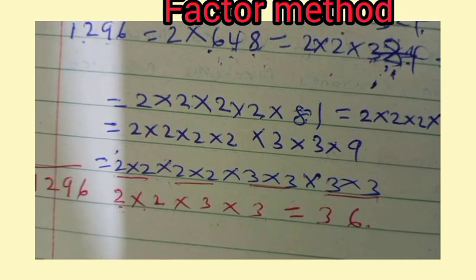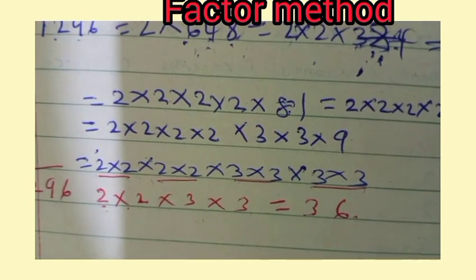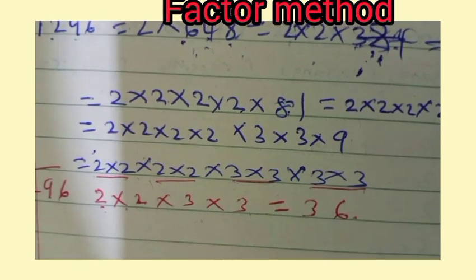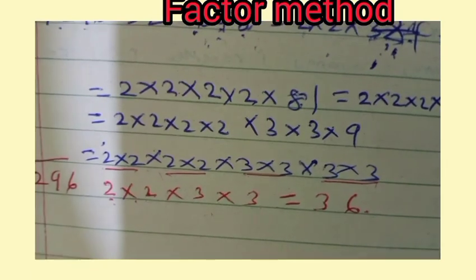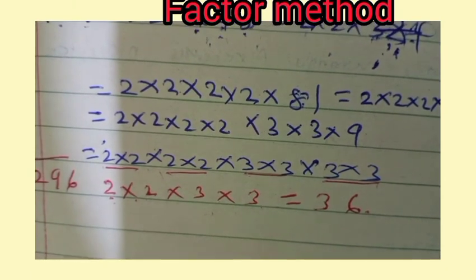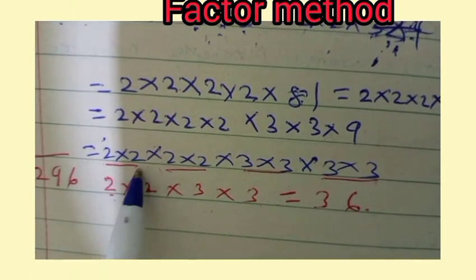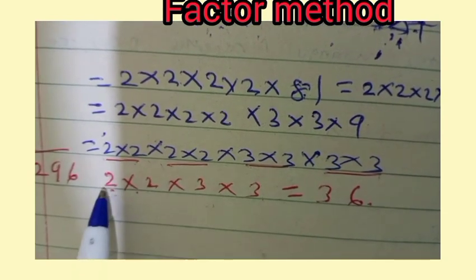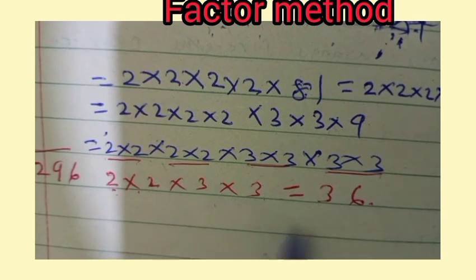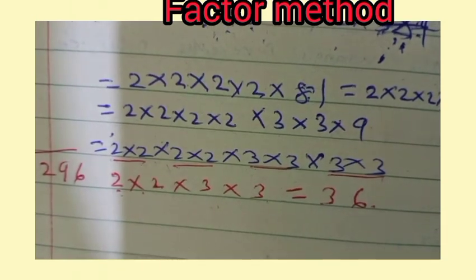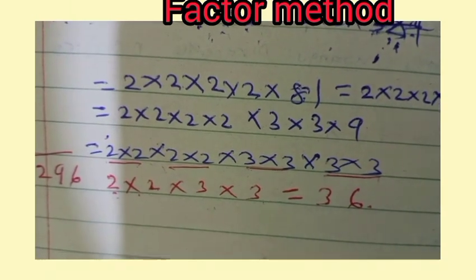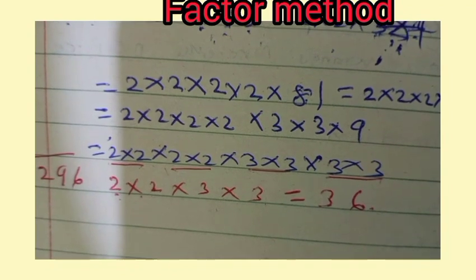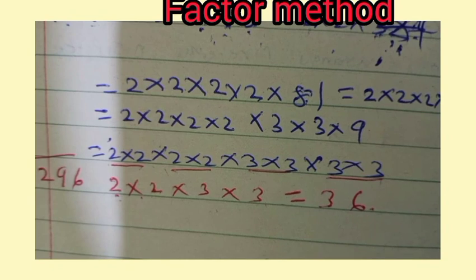So you simply express your number in terms of its prime factors. Once you have expressed it in terms of prime factors, you pair them. You pair the prime factors, and from each pair you pick one number and you multiply them. That gives you the square root of a number by the pairing method, or by the factor method.